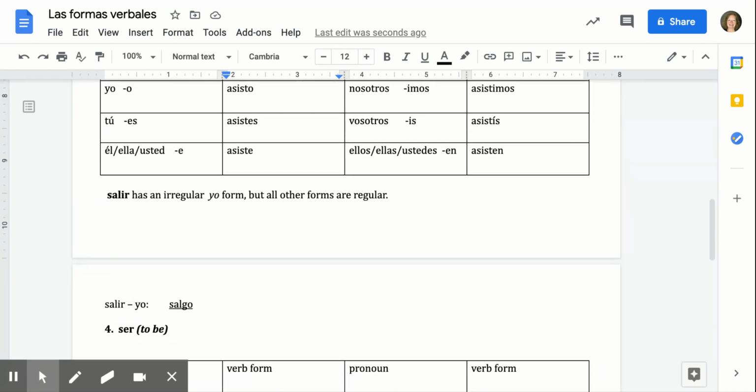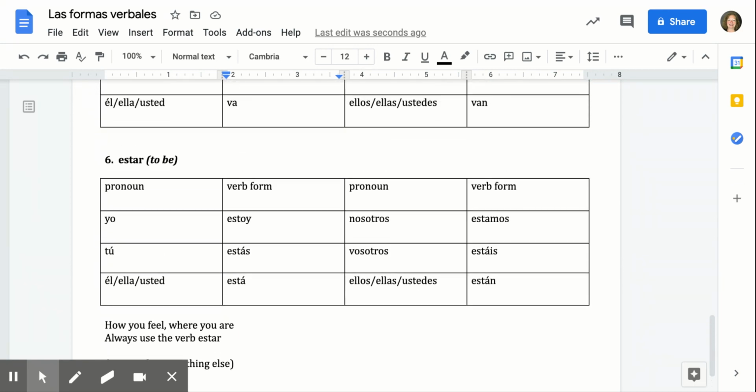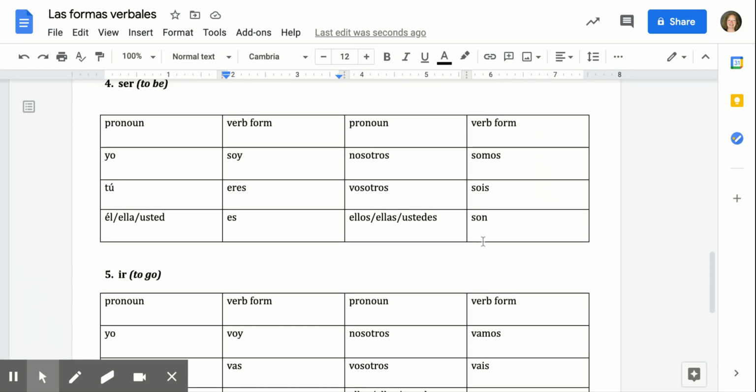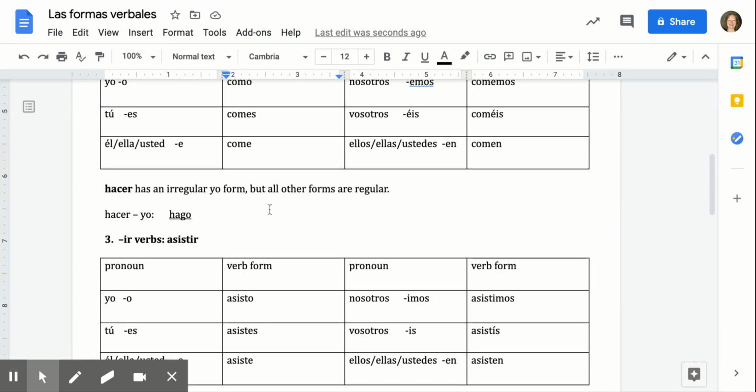Okay, so that is a rundown of regular verbs in Spanish, and then these 3 irregulars that we need to know, plus salir and hacer that just have the irregular yo form, but all the rest of the forms are regular.